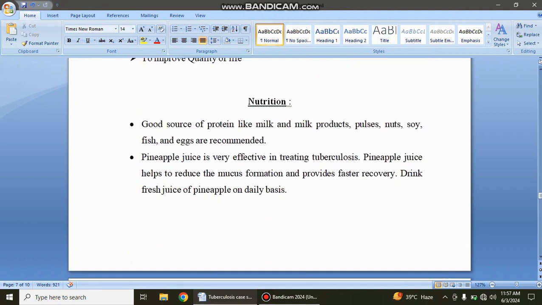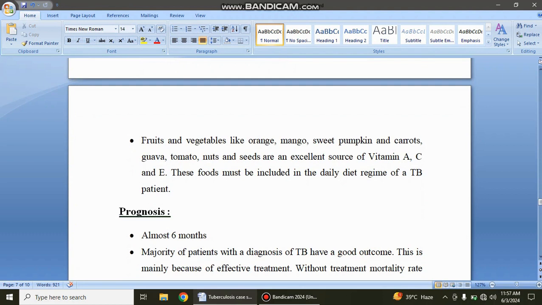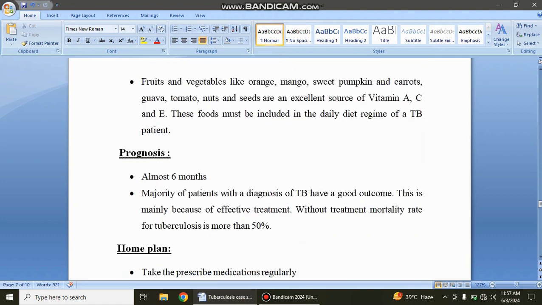Nutrition: good sources of protein like milk and milk products, pulses, nuts, soy, fish, and eggs are recommended. Pineapple juice is very effective in treating tuberculosis. Pineapple juice helps to reduce mucus formation and provides faster recovery. Drink fresh juice of pineapple on a daily basis. Fruits and vegetables like orange, mango, sweet pumpkin and carrots, guava, tomato, nuts and seeds are an excellent source of vitamins A, C and E. These foods must be included in the daily diet regime of a TB patient.